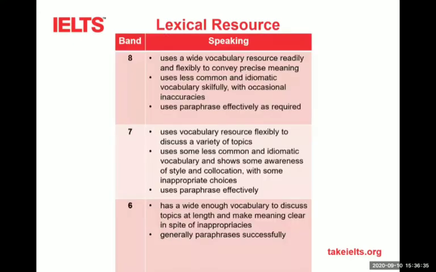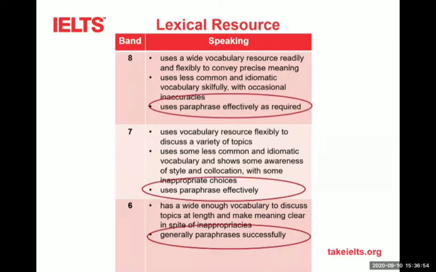So last week, Yasir's webinar focused on the second bullet point, looking at idiomatic language, vocabulary, and collocation. What we're looking at today focuses on the third bullet point, which is paraphrasing. So what you just saw, the demonstration with my colleagues, was an example of how you can paraphrase. Okay.